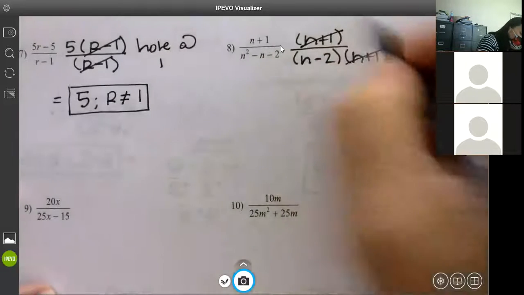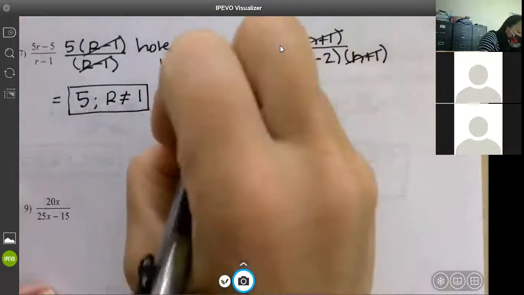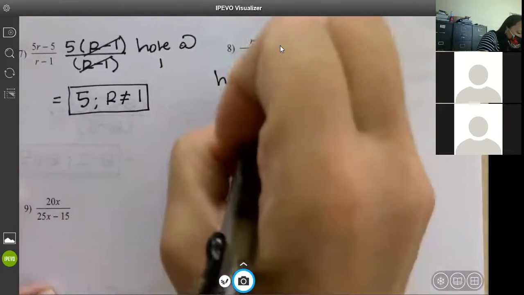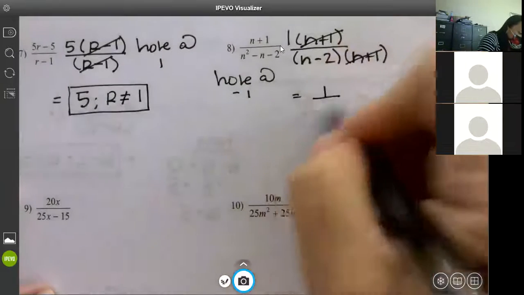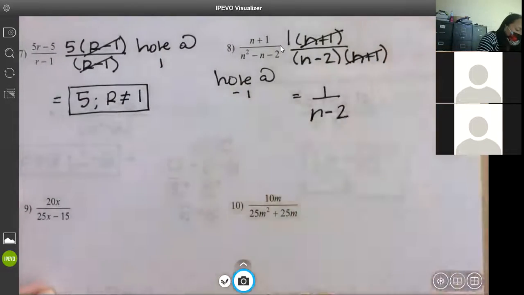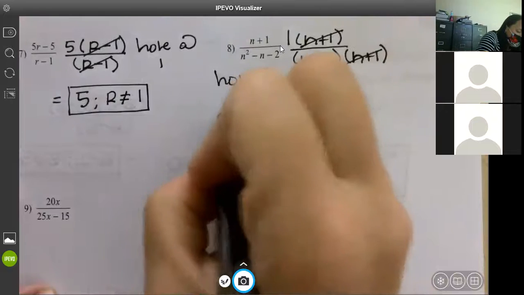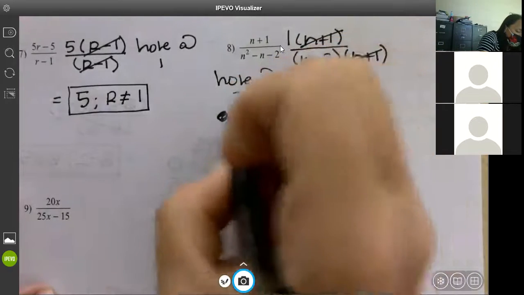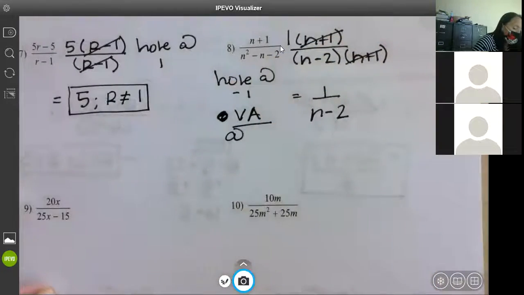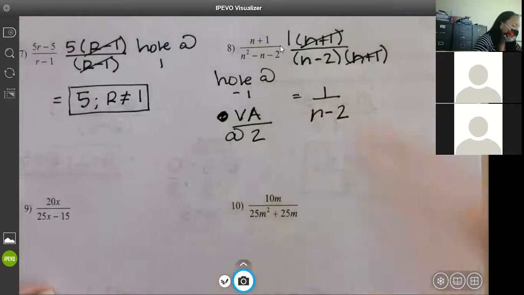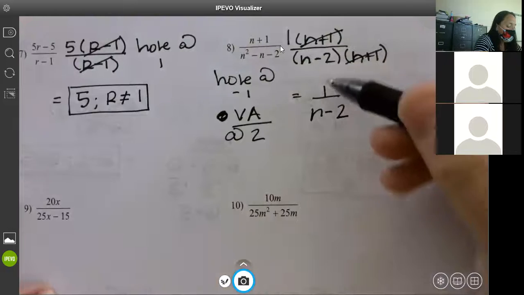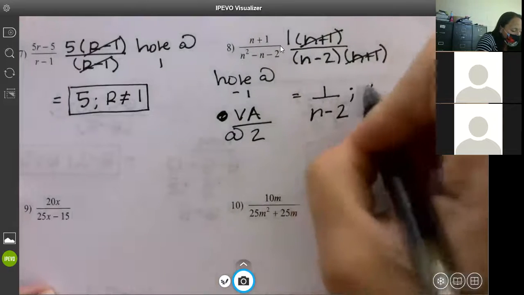Mark out your n plus 1. What does that mean? There's a hole at -1. What else do you have? A variable on the bottom. A variable on the bottom that causes an asymptote. I just usually write VA for vertical asymptote. At where? +2. Remember, it's always the opposite of whatever this is. So our final answer is 1 over n minus 2.